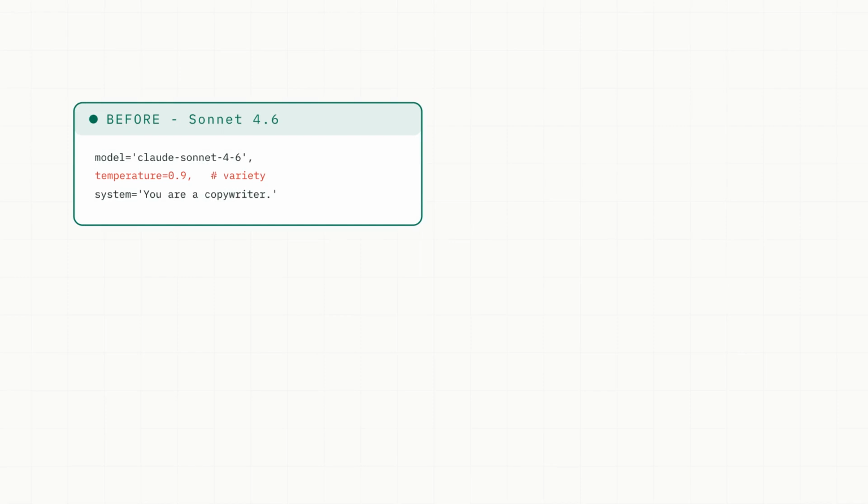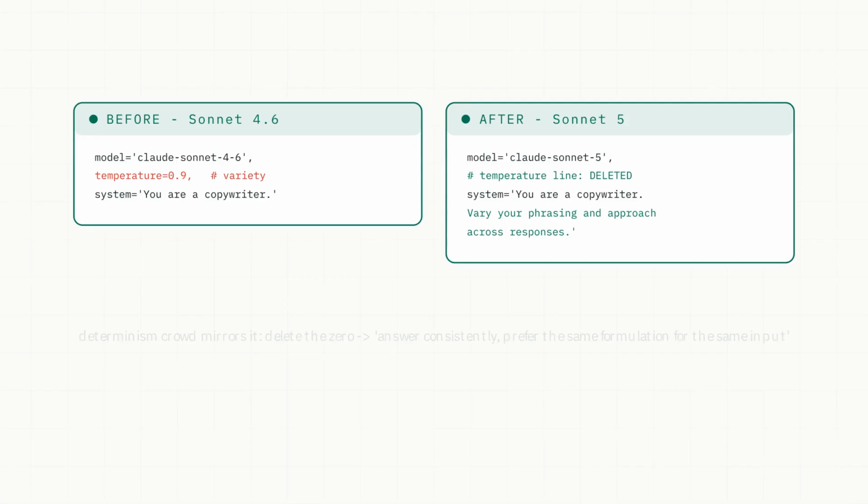Before, a request setting the model to Sonnet 4.6, temperature raised for variation. After, on Sonnet 5, the temperature line is simply deleted and the system prompt gains a sentence: Vary your phrasing and approach across responses. That's the whole pattern. The determinism crowd mirrors it. Delete the zero and instruct: Answer consistently. Prefer the same formulation for the same input.